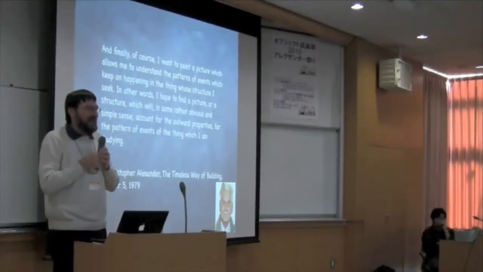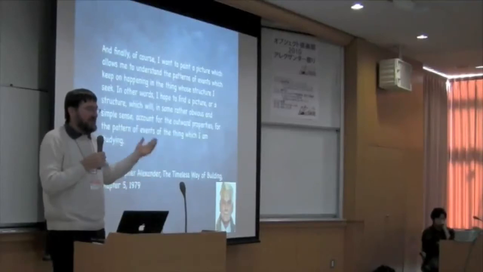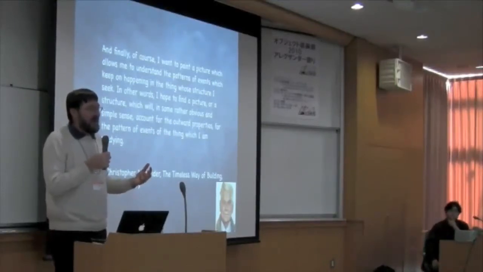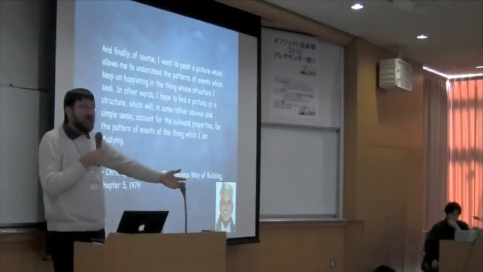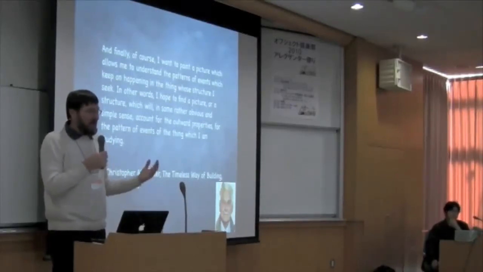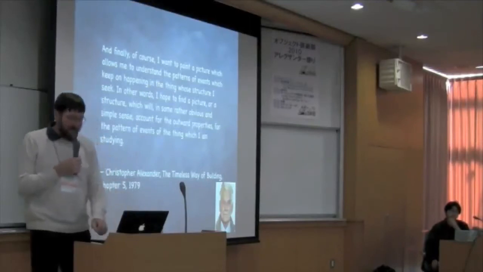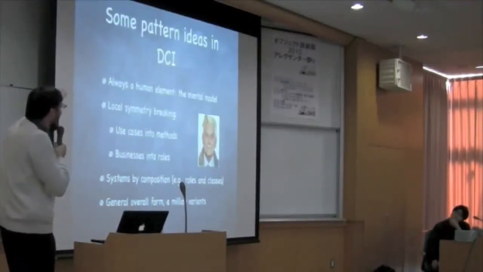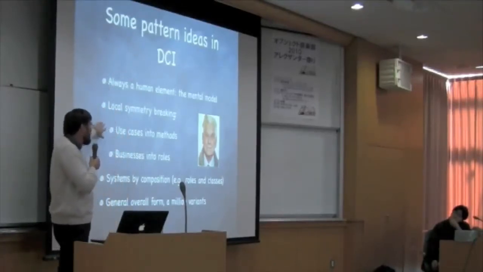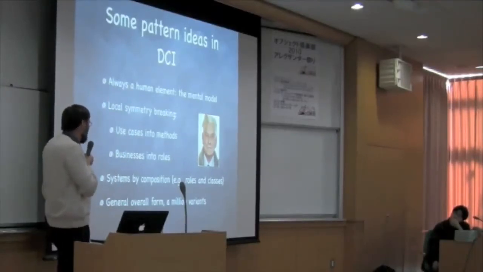Function has form. A good, agile architecture that engages the end user has the form of function. What are these? These are patterns that honor the fact that we value the human's mental model, that we value experience, things that are stable. So now we are back to the pattern value system in building product. There's always a human element. We always have the human's mental model. We have local symmetry breaking. We have use cases into methods and businesses into roles.